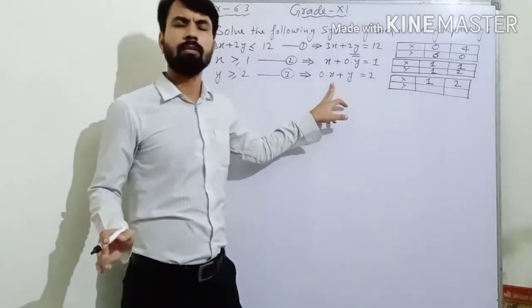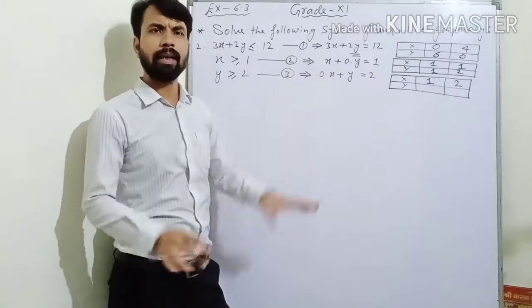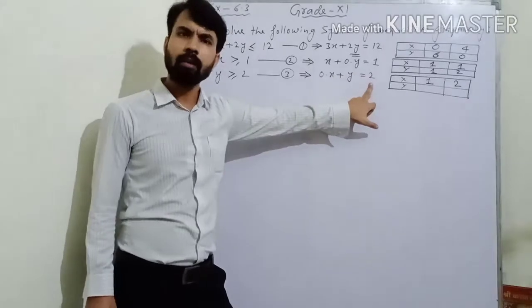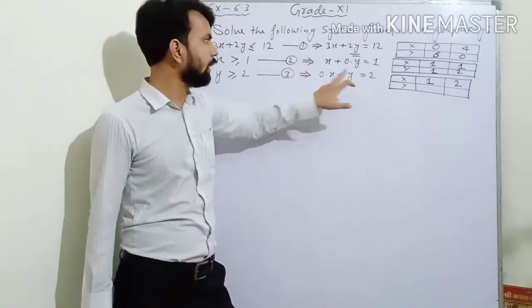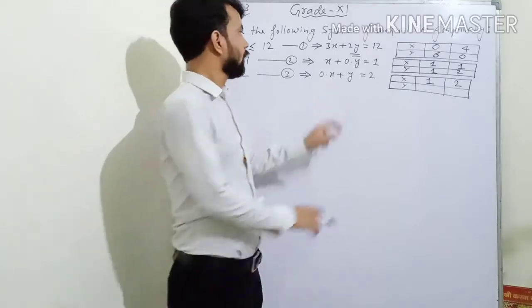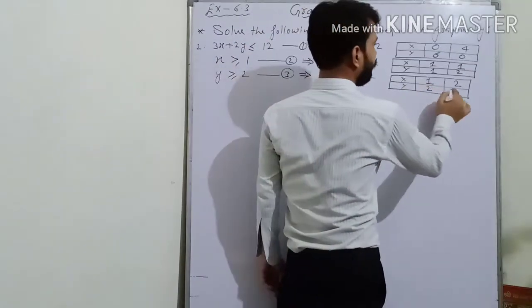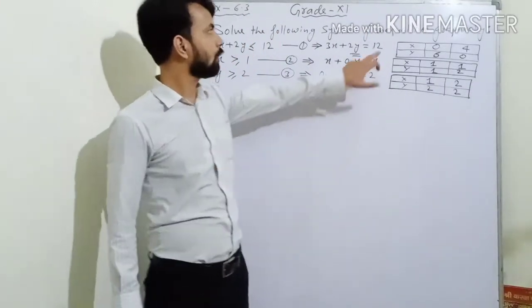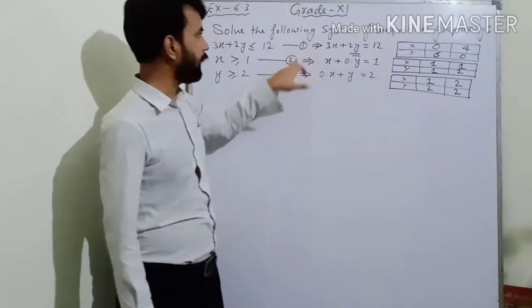No matter what value of x you take, the value of y will always remain 2. The value of y will always be 2, whatever x you take, 1, 2, 3, 4, 5, 6, 7, 8, no matter. So y will remain 2. Clear? Now we have the points for all three inequalities.